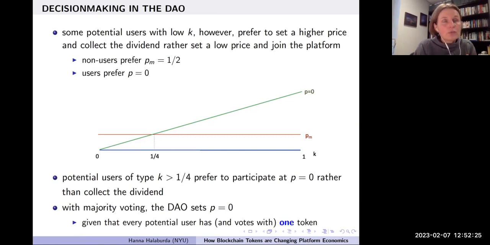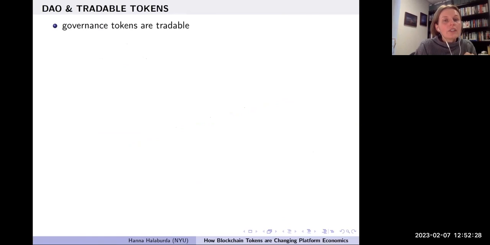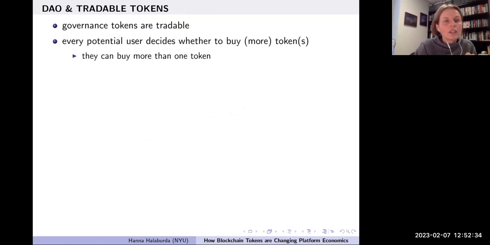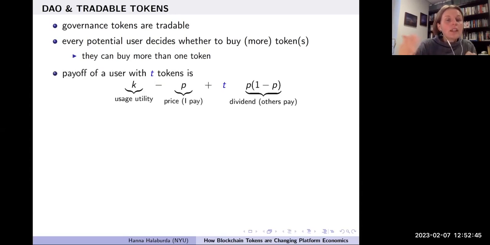So tokens are evenly distributed here, but in reality, the governance tokens are tradable. If we account for tradability, the outcome may change. If everybody can buy more than 1 token and decide how many tokens to buy, then they also need to think about what their payoff will be if they have multiple tokens. So for a user who, at the price decided by a DAO, will decide to use the platform, their utility will be the usage utility equal to their type minus the price that they pay, plus T times the dividend that others pay.